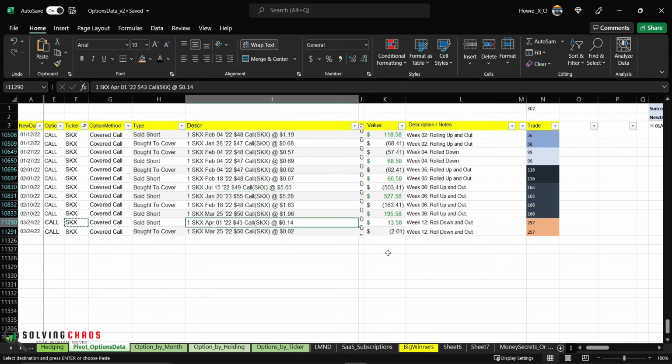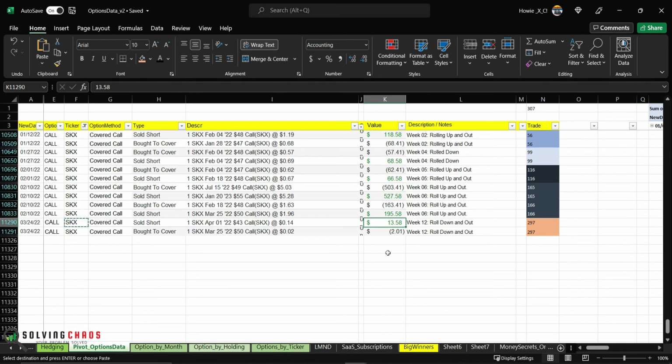Here, you can see what's happening. This covered call is almost expiring worthless. That's why it costs $2 to close. So I actually ended up closing this $50 covered call and then opening the new one. So I'm rolling it down and out now. And I'm rolling it down $7 for more premium. But I'm moving it closer to the strike price.